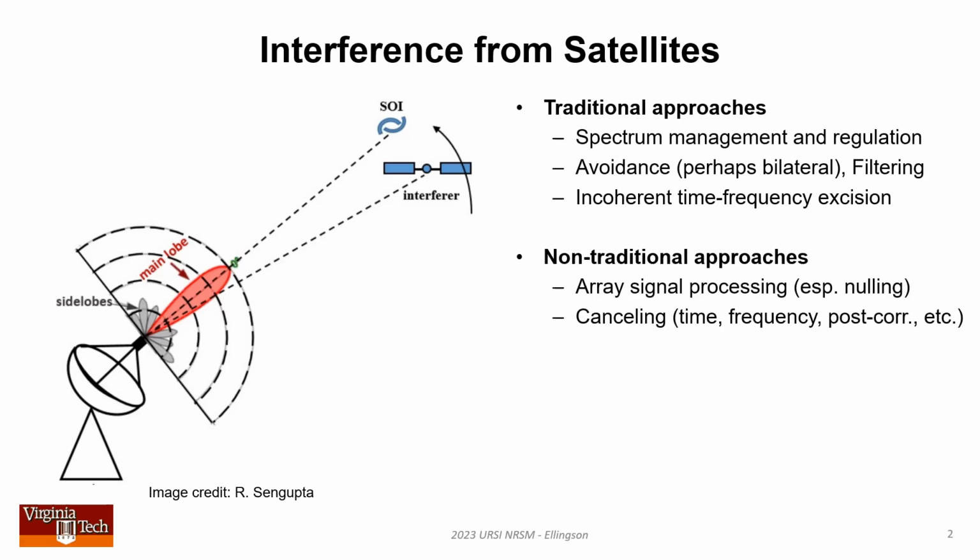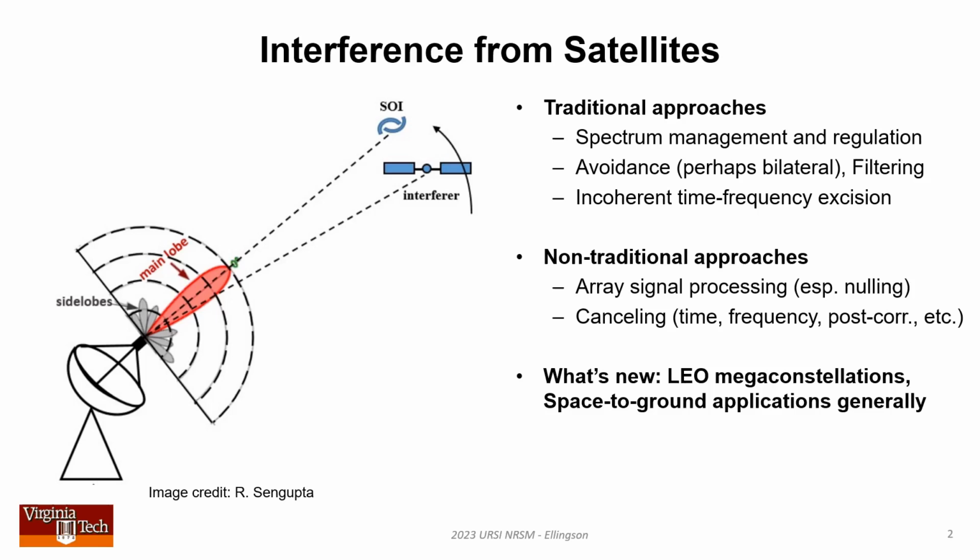Then we consider the non-traditional, you might say experimental approaches. The ones that come to mind right away are spatial nulling, which is possible when you're lucky enough to be using a large array of some sort, and time-domain canceling, and we'll come back to that one. Also, I call these non-traditional because, to the best of my knowledge, none of these are in regular use. I'll address some reasons for that in a moment.